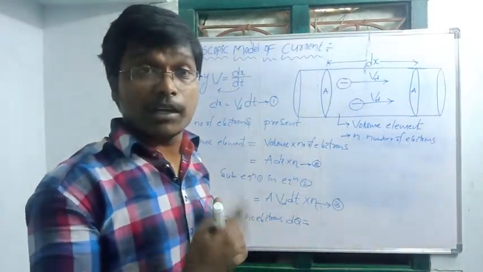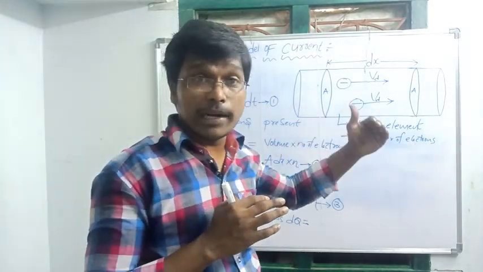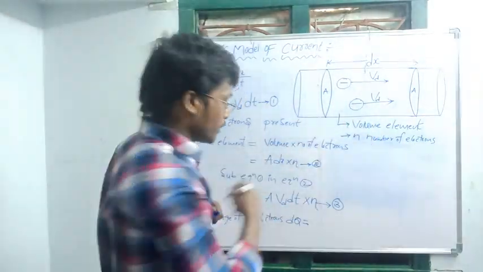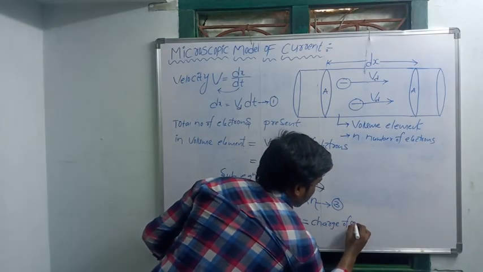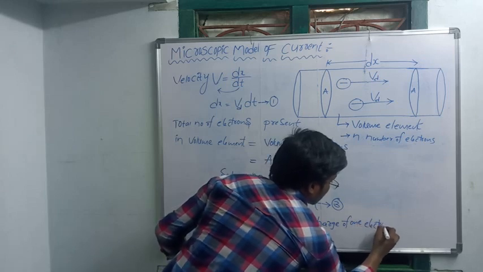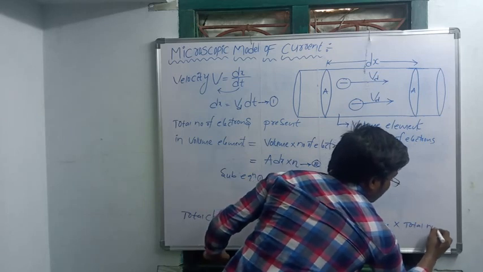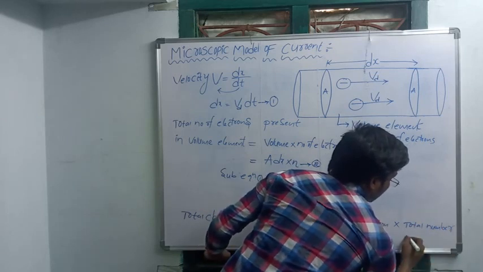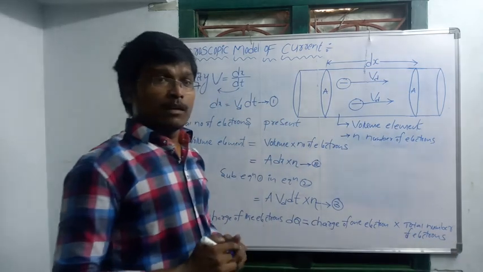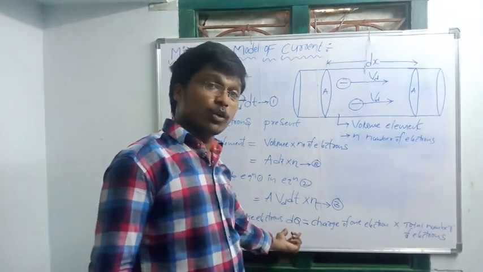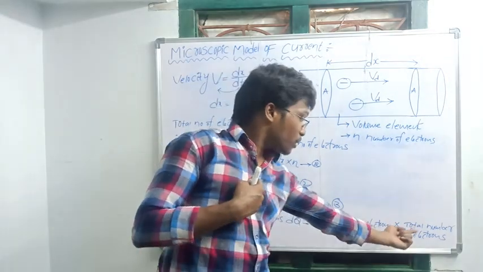Total charge I need means what I will do? Charge of one electron into total number of electrons. That is the formula. Suppose the total charge of the electrons is dq, then dq is equal to charge of one electron into total number of electrons.